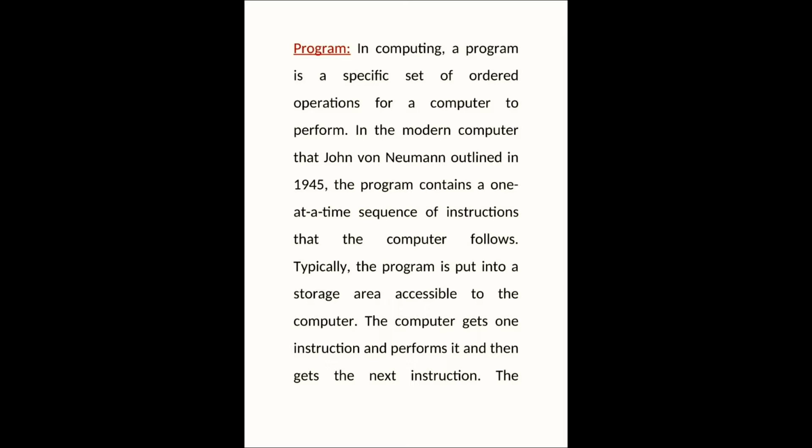In 1945, John von Neumann defined the program as a one-at-a-time sequence of instructions that the computer follows. He defines the program as a one-at-a-time sequence of instructions that performs the computer activity.